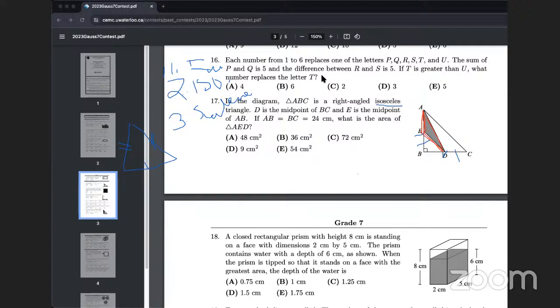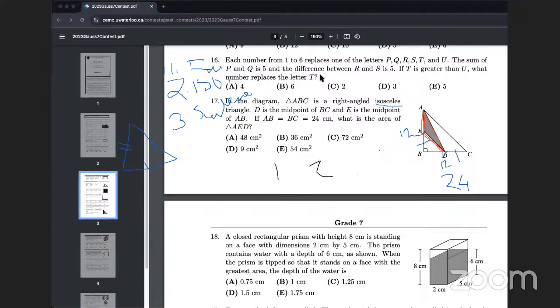Okay. BC is 24, right? So what should be the midpoint? 12. Very good, because 24 is 12. So then we should do 12 times 12 and divide by 2, since to find the area of a triangle, it's base times height divided by 2.